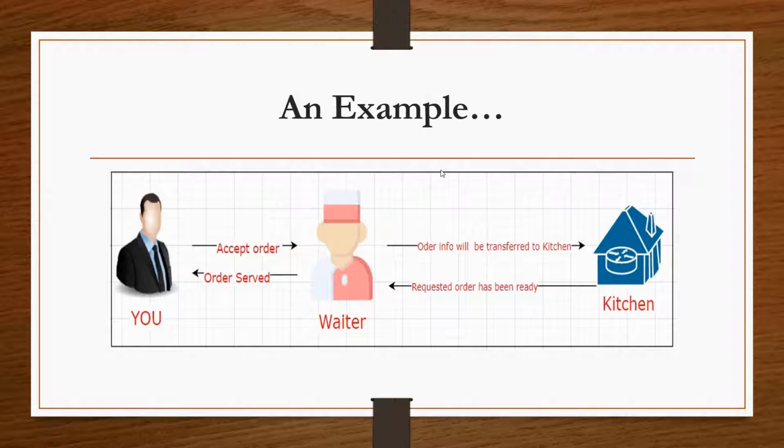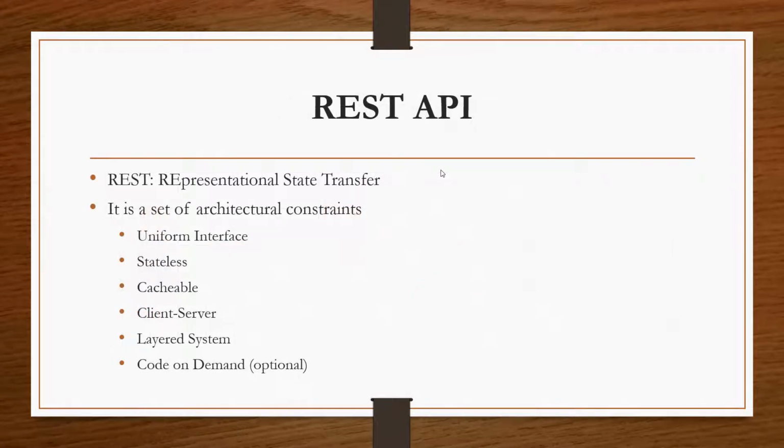Here you are representing an application and the kitchen is representing another application, and the waiter is playing the role of an API who takes your request and in return gives you a response. So now I think you got a sense of API. All right, let's discuss REST API.